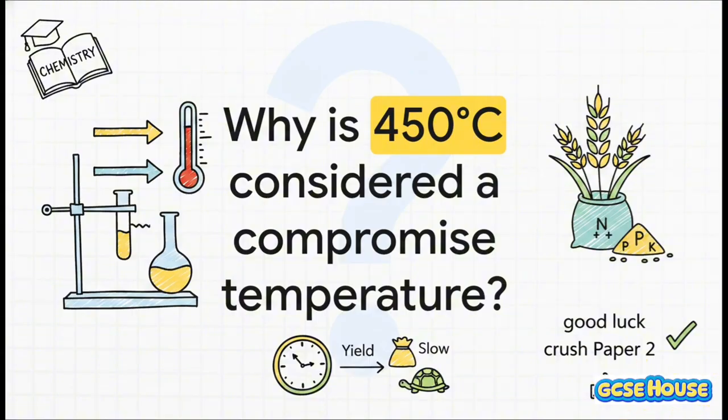Well, a lower temperature actually gives a higher yield, but the rate is just way too slow. 450 perfectly balances a decent yield with a fast, profitable rate to churn out those NPK fertilizers that quite literally feed the world. Lock in these facts for paper 2, and you'll crush it.